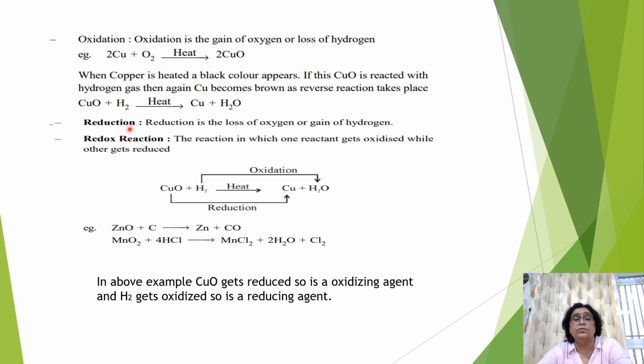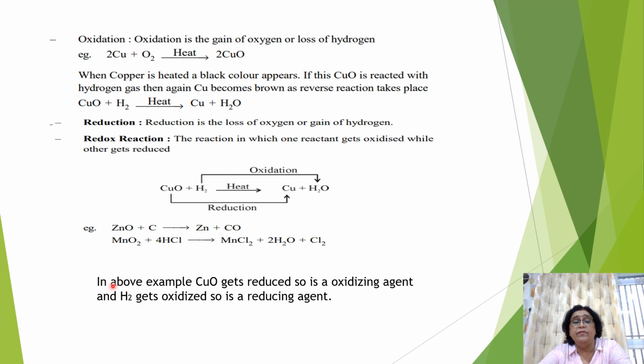So copper oxide plus H2 gives you copper plus H2O, and this is a redox reaction. In this, copper is losing oxygen and hydrogen is gaining oxygen. So hydrogen is getting oxidized, copper oxide is getting reduced. What is reduction? Reduction is, as we said, loss of oxygen or gain of hydrogen. And when both happen simultaneously, then you call it a redox reaction.